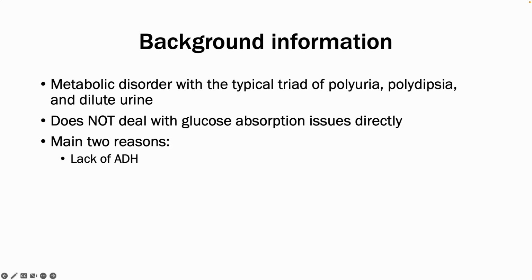But the main two reasons for diabetes insipidus are firstly lack of ADH or vasopressin, which means that there is no hormone that could act on the kidneys to cause the urine to be concentrated, or there is a resistance of renal collecting ducts to ADH, also called vasopressin, which is the reason why the urine doesn't become more concentrated.